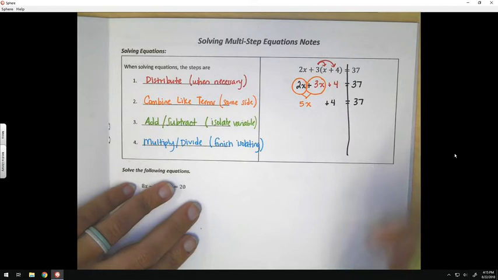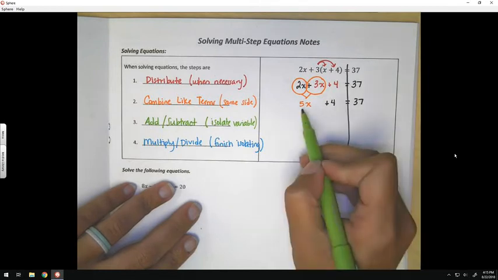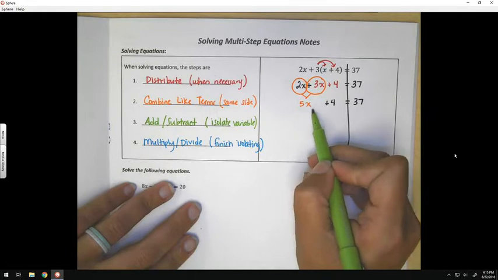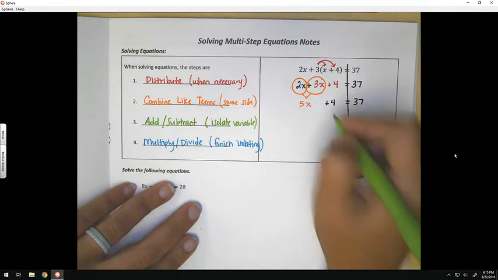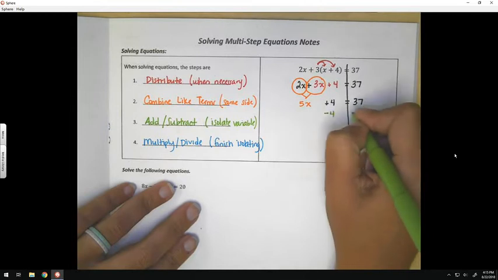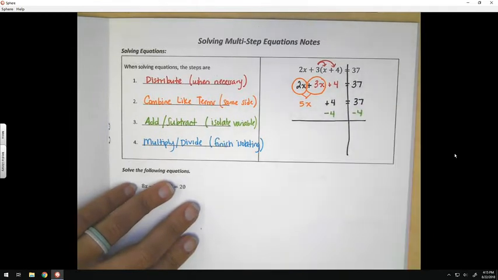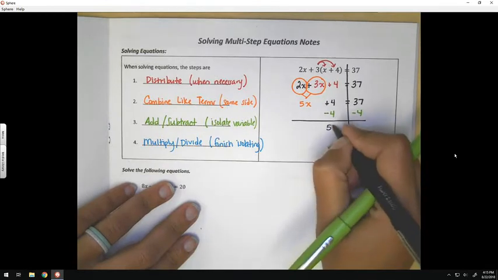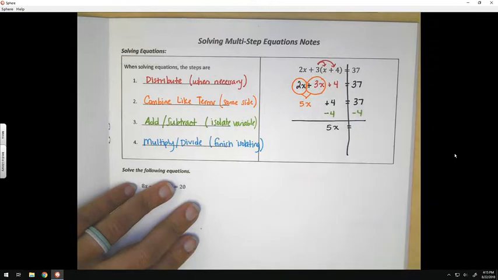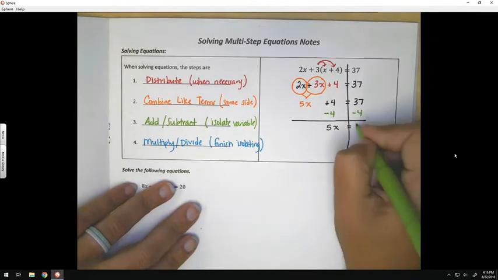Next, I'm going to add or subtract in order to isolate the variable. So if I've got an equation that says 5x plus 4 equals 37, I'm going to subtract 4 on both sides in order to undo the plus 4. In other words, subtracting is the inverse operation of adding. Now 37 minus 4 would be 33.